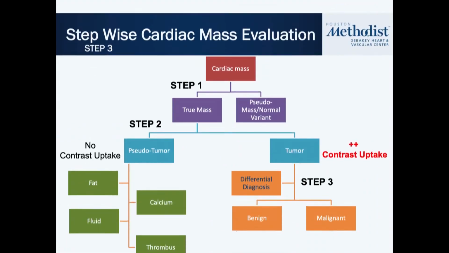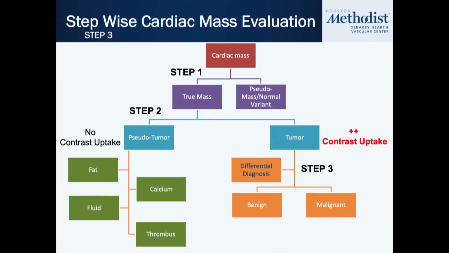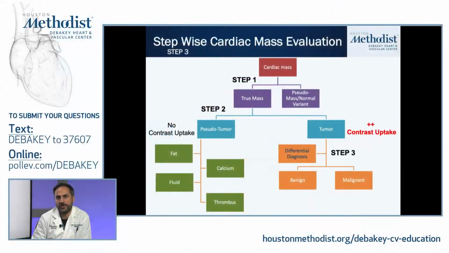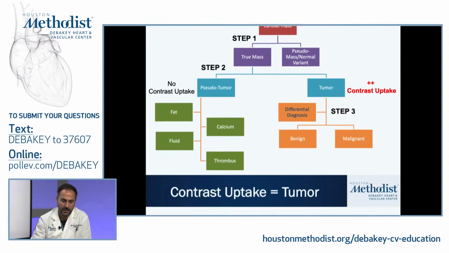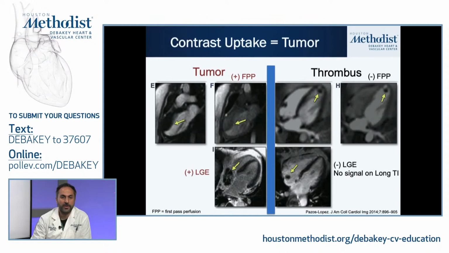Okay, now let's say we did first pass perfusion and we have contrast uptake, whether on first pass perfusion or an LGE. So now we know that this is probably a tumor. It's no longer a thrombus. This is such a case, for example, here. You can tell on the left side how on first pass perfusion you have contrast uptake inside that mass, and also on LGE, in comparison to the right side where you have an apical mass that did not have any first pass perfusion and no LGE, indicating that this is a clot.